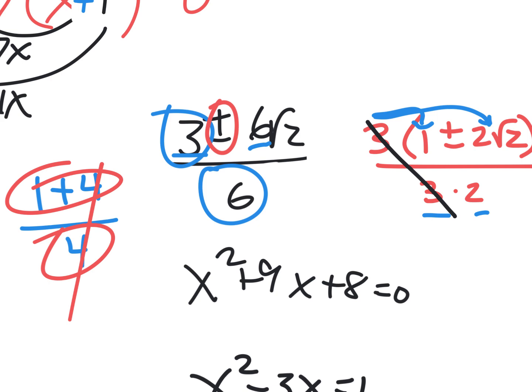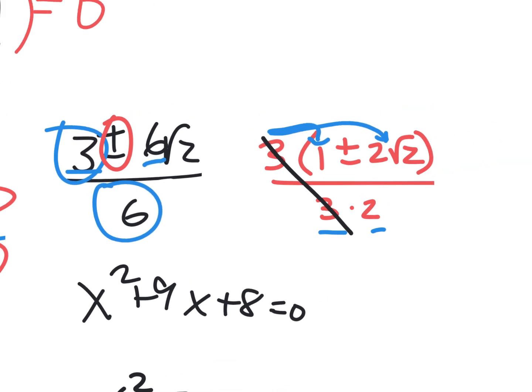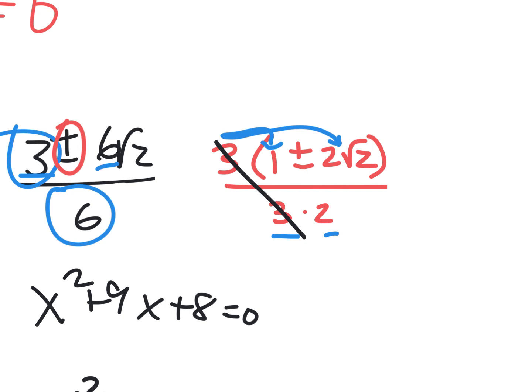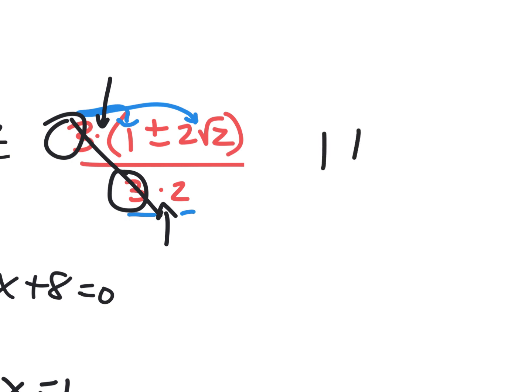Now, if, however, it had been a multiply problem, 1 times 4 over 4, that's 4 over 4, which is equal to 1, and then it could be canceled. So you can cancel them if it's a multiply problem. So see how I made it into a multiply problem? By factoring out the 3. Then it's a multiply problem, and this is a multiply problem, and then these can be canceled. Final answer, I know it looks funny, is 1 plus and minus 2 root 2 all over 2.